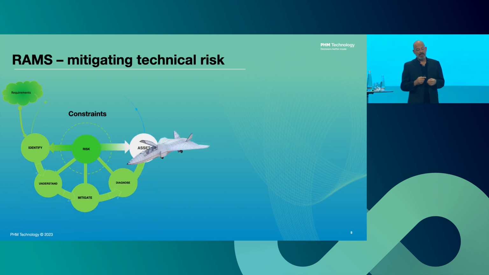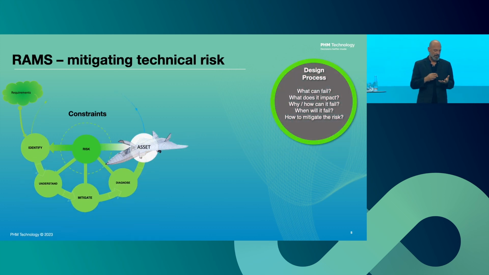RAMS is the discipline, as I mentioned before: reliability, availability, maintainability, and safety. And the process is always the same. It doesn't really matter what platform you're looking at, or what type of system. There are important steps. You'll have the requirements for the system, what it needs to be able to do. Then, within the constraints of that design, you need to identify that risk as early as possible. We talked before about the critical and non-critical risks and so on. You need to understand and interpret what that risk will mean.